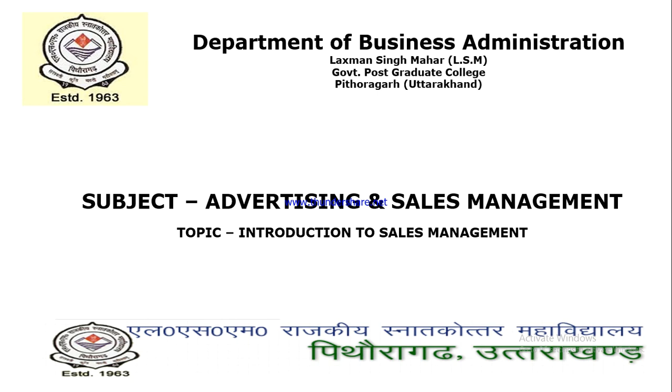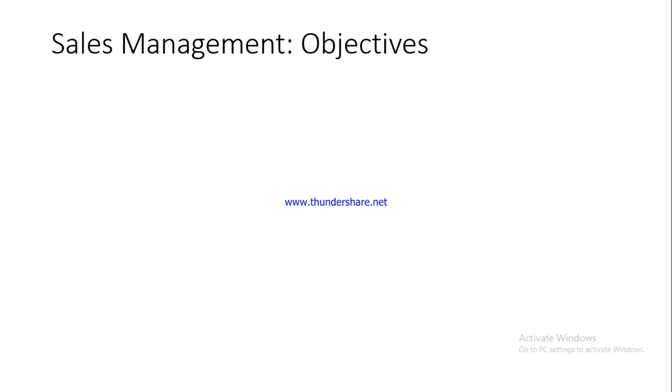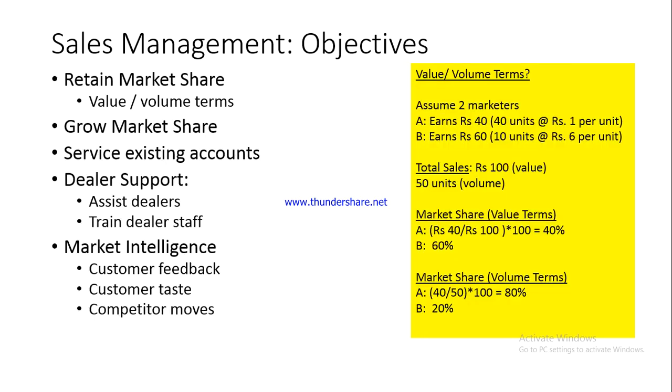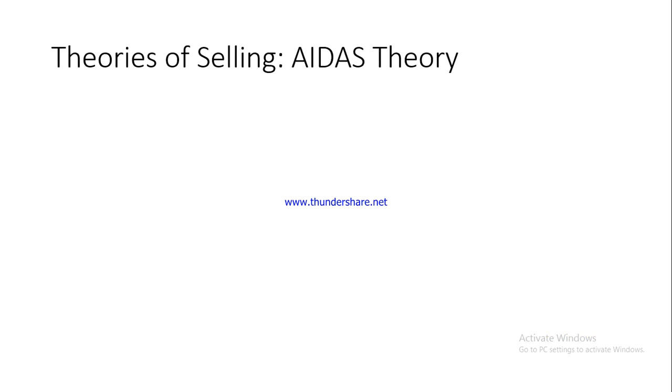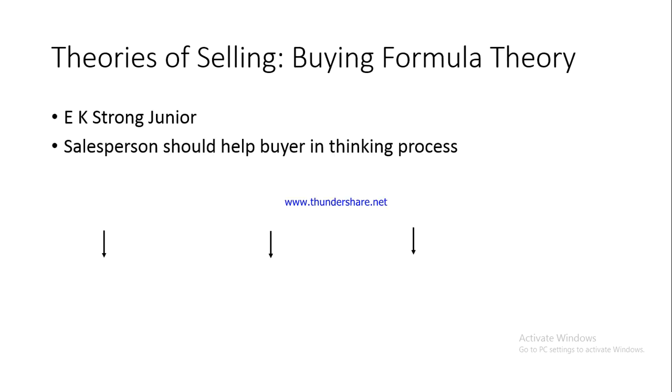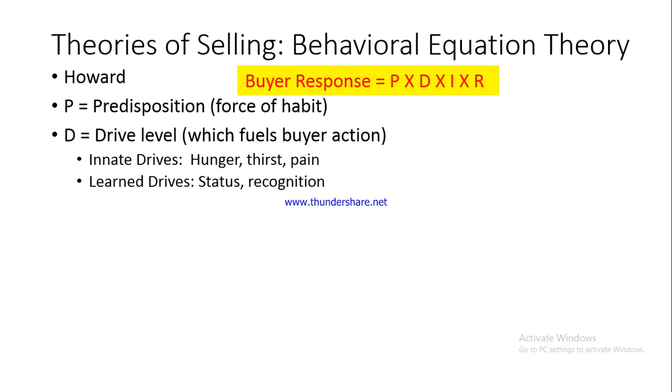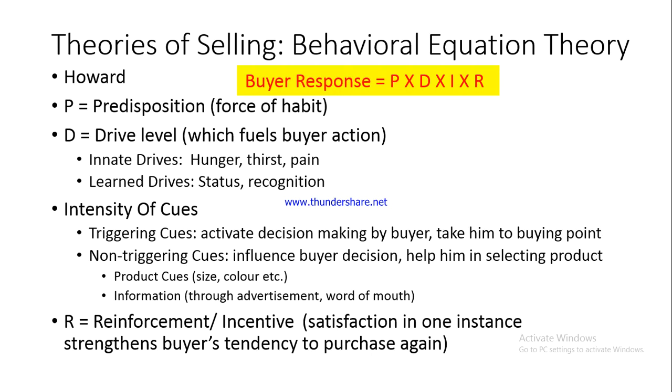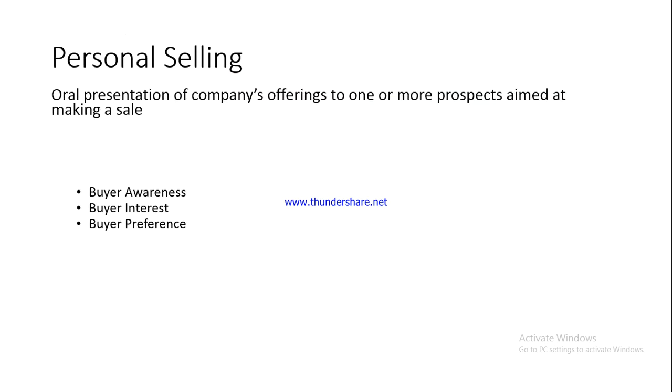In Unit 4, that is Introduction to Sales Management, up till now we have discussed sales management and the objectives as well as the scope, and we also talked about the various theories of selling. So we discussed 4 theories in detail. Now is the time for us to understand the personal selling process in a little detail.